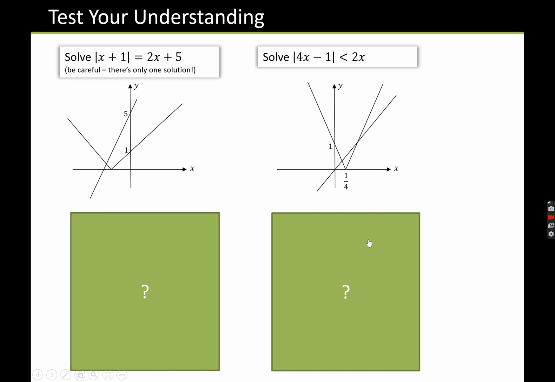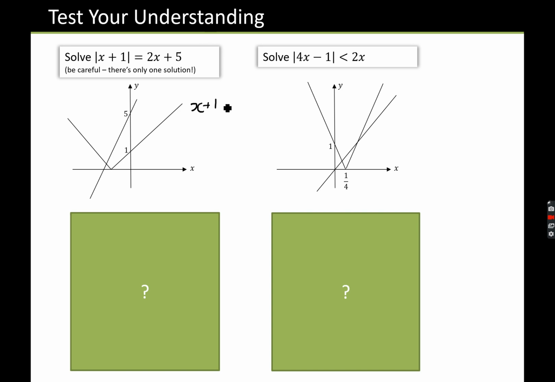Okay guys, let's have a look. Solve the modulus of x plus 1 equals 2x plus 5. Shouldn't be anything too difficult. Obviously the V-shaped one is going to be your modulus one, and you've got the 2x plus 5. Now, I haven't got a solution equal to the original part of my graph.